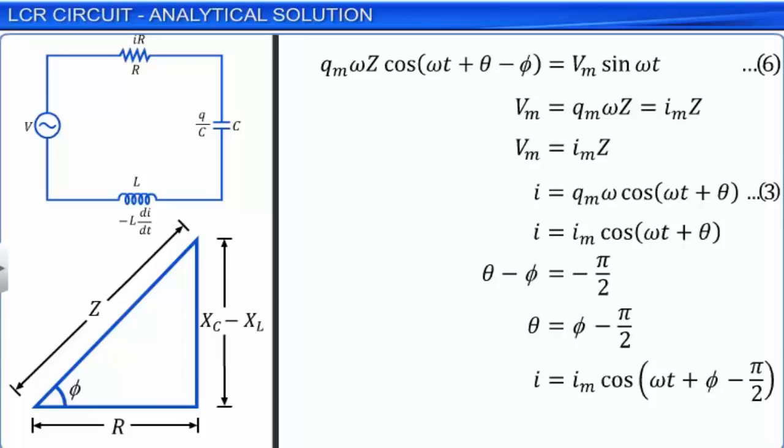To know the maximum value of the current in the LCR circuit, we use the equation for maximum current: Vm is equal to Im Z.